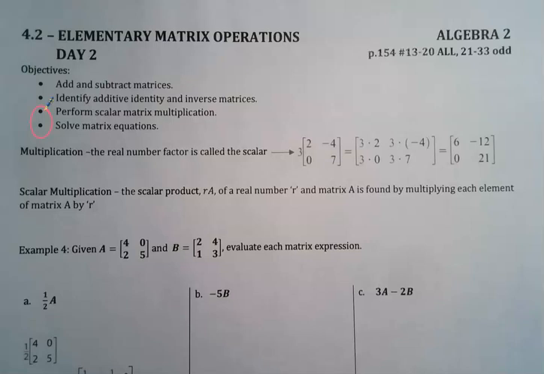So first up, multiplication. The real number factor is called the scalar. So we have an example here, and the scalar is this 3. We're multiplying a 3 by this matrix. All that means is this 3 is being distributed to every number in the matrix. So we're going to have 3 times 2 in that first place, and 1, 1. Then we're going to do 3 times negative 4 in that second place. 3 times 0. And then we're going to do 3 times 7. We do the math for each of these.